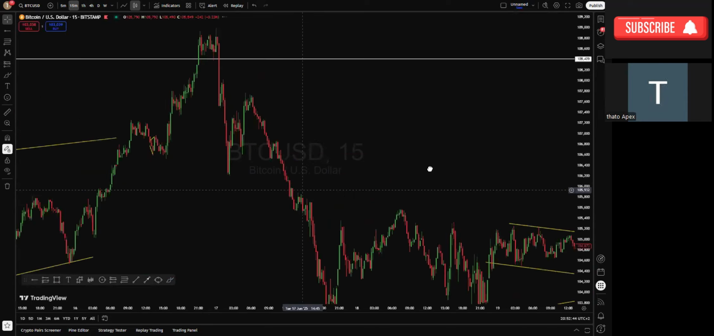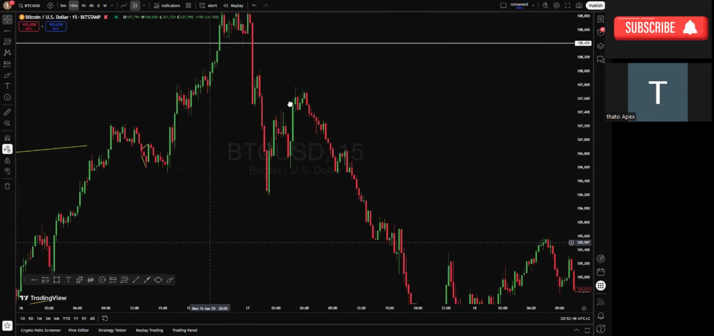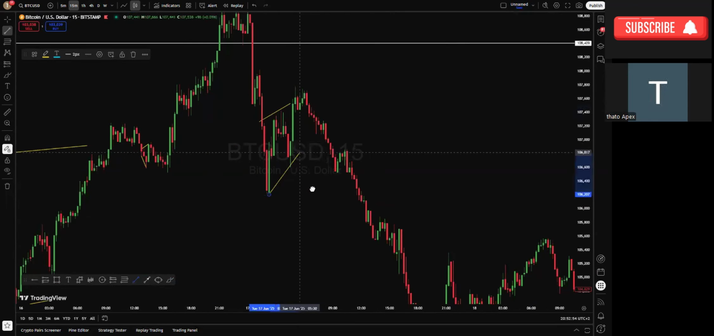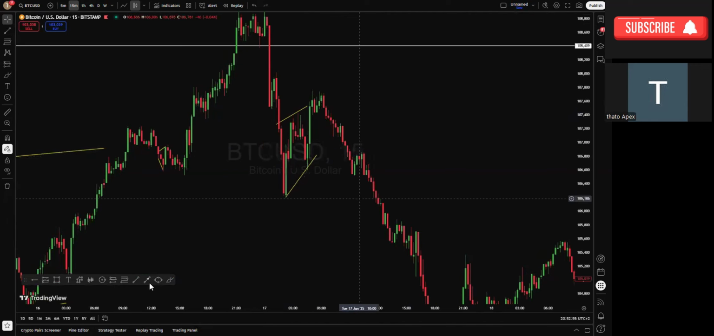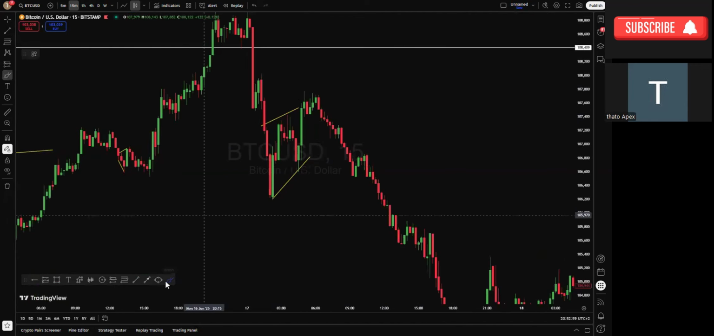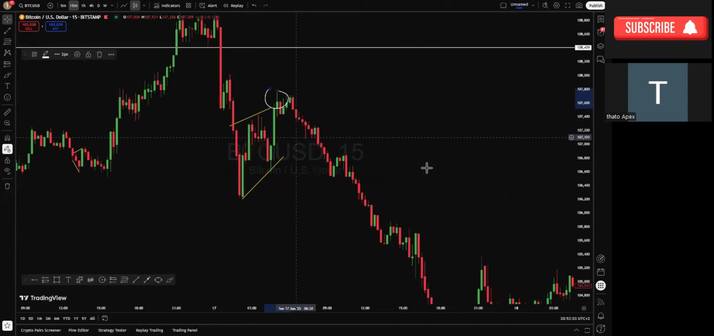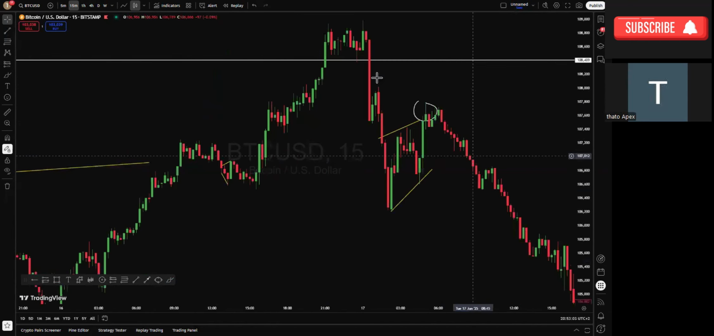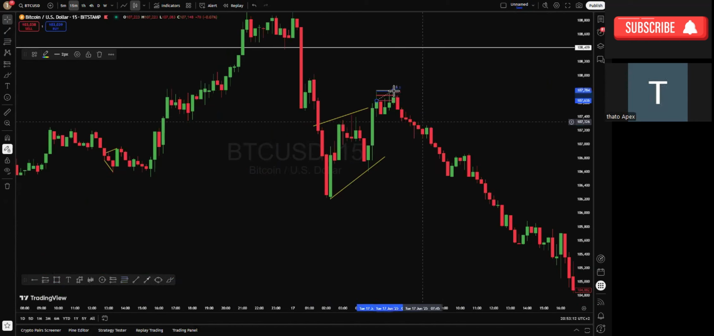So what we had right here, we had this pattern. Why is this pattern good? Looking at price action, we had this wick. Can you see the wick? After that wick, we filled 50% of the wick. So this structure was perfect because we filled 50% of the wick.